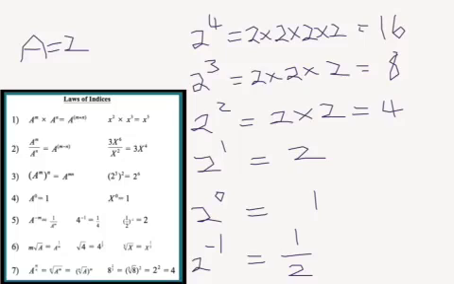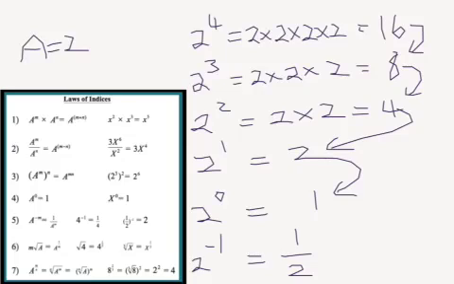If you look there, you can see a pattern. 16 divided by A, or 16 divided by 2, equals 8. Divide that by 2 again, and you get 4. Divide that by 2 again, and you get 2. And divide that by 2 again, or A again, and you get 1. That is why, using that pattern, 2 to the power of 0 equals 1.